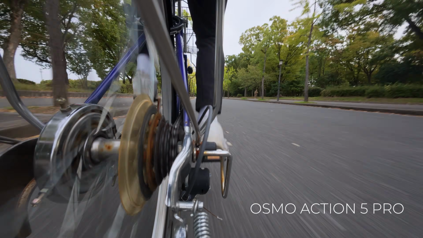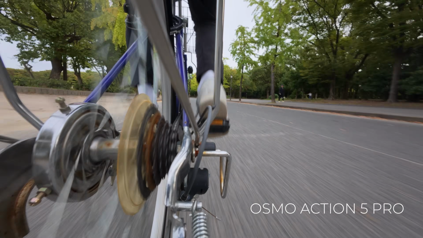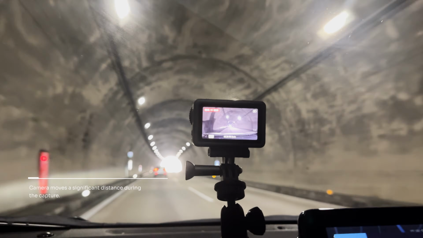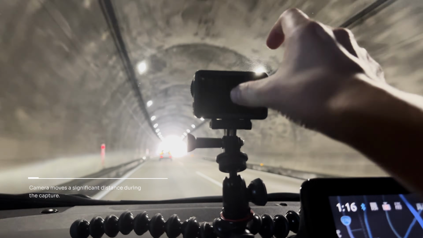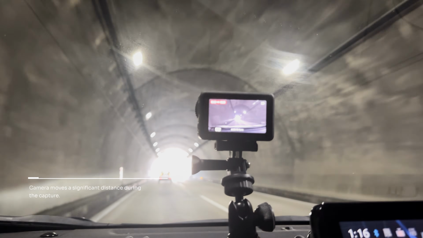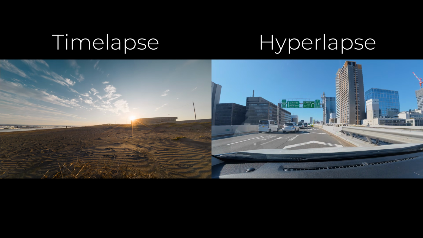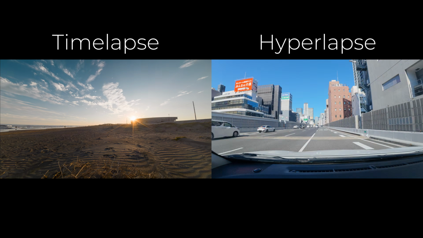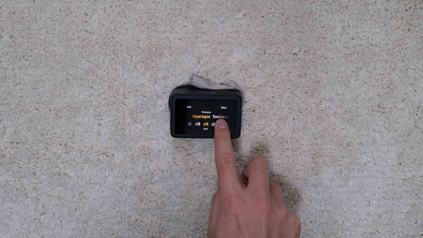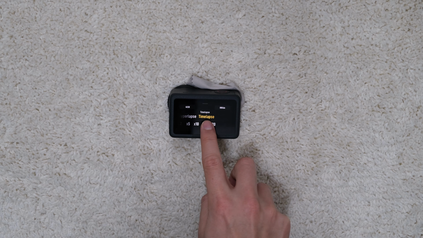A hyperlapse works on the same principle, but with one key difference. The camera itself is moving a significant distance during the capture, instead of being stationary. So at this point you might be thinking, if a hyperlapse is just a time-lapse taken while moving, why do we even need a dedicated hyperlapse mode at all? And there are two main reasons for that. First, and most importantly, stabilization.